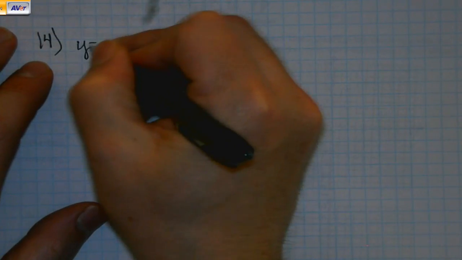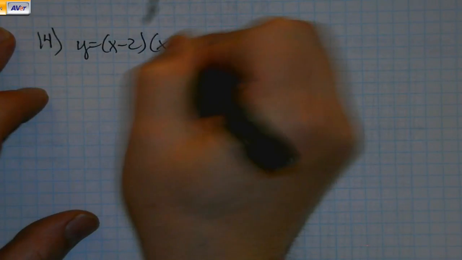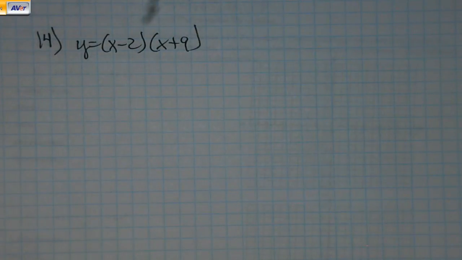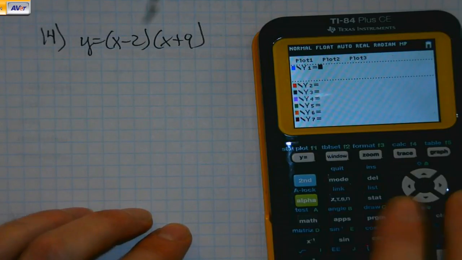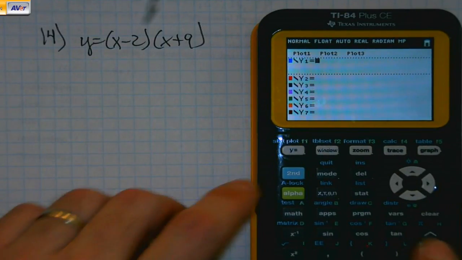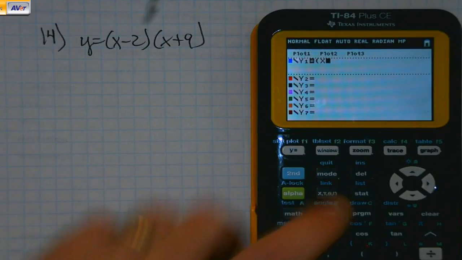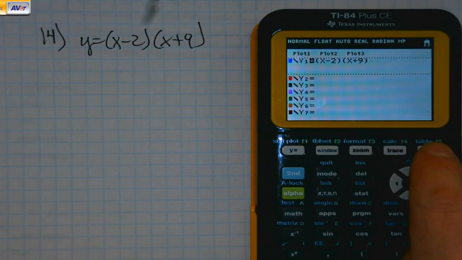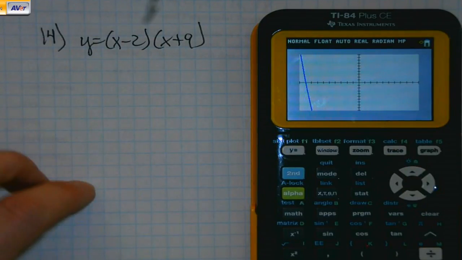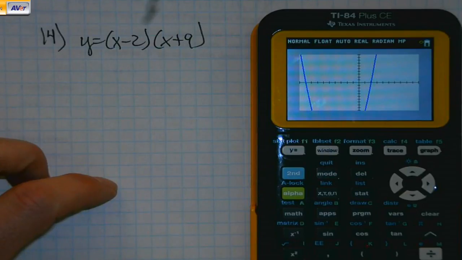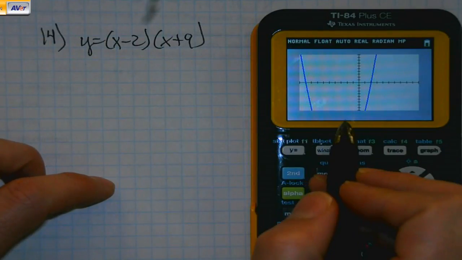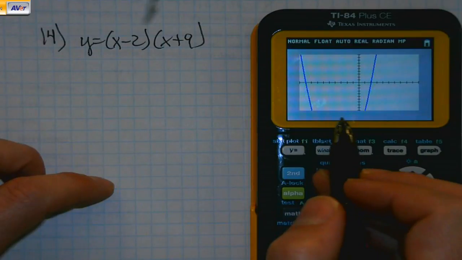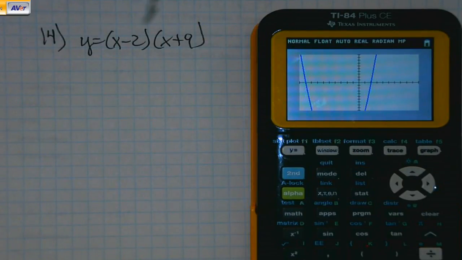So for the time being, okay, I'm going to get number 14 up here, which is y equals (x minus 2)(x plus 9). I can put it in the calculator that way. I don't have to multiply it out to do this. So, (x minus 2)(x plus 9). Now let's take a look at the graph here. You're like, uh-oh. Alrighty. I can see the zeros. There's a min down here somewhere. How am I going to find it when I can't see it?